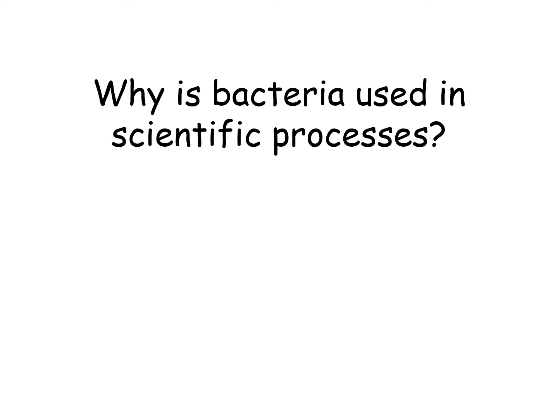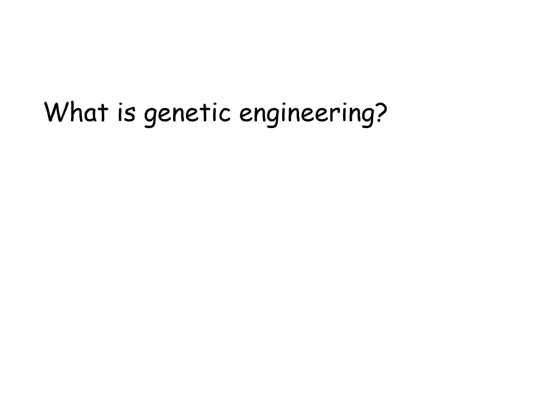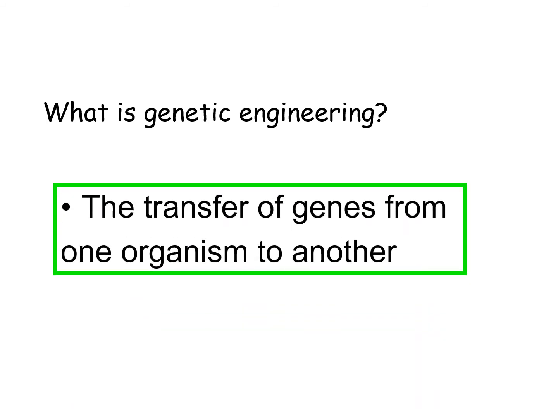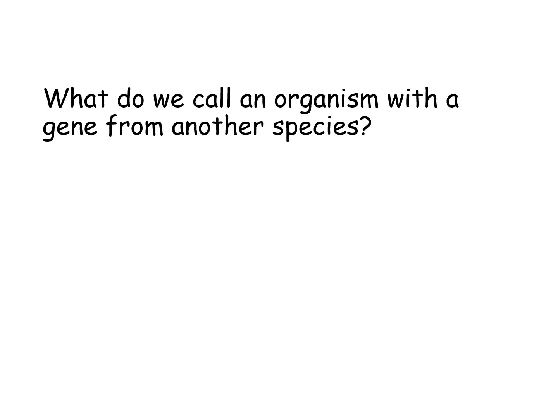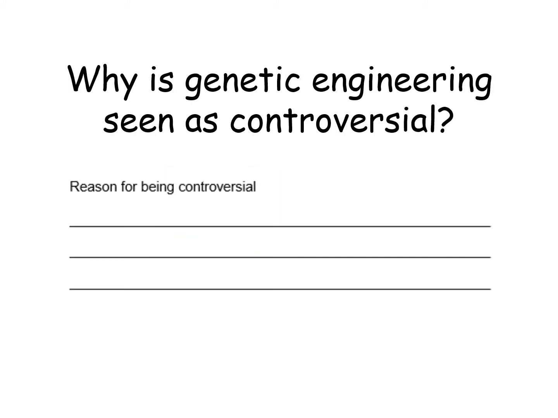Why is bacteria used in scientific processes? It divides rapidly. What is genetic engineering? The transfer of genes from one organism to another organism. So what do we call an organism with a gene from another species? Transgenic.